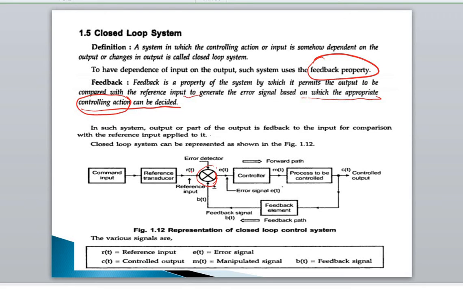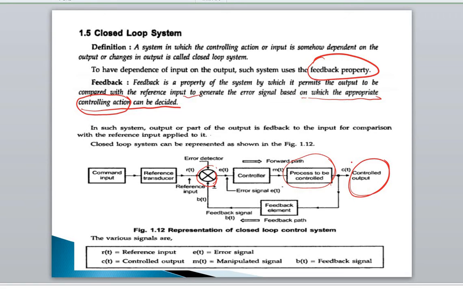R of t is the reference input. It is given to the comparator, the error detector. Then there is the controller, which is the main controlling element of the control system. From the controller, the signal goes to the process to be controlled, the plant or the process or the system to be controlled. And from there we get the output. It is called controlled output because every time we are controlling it.